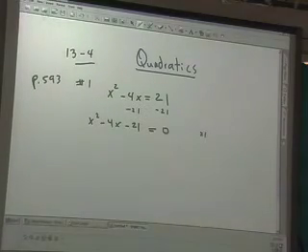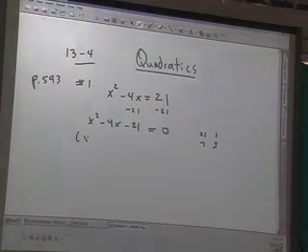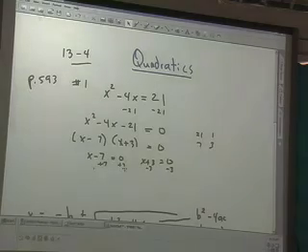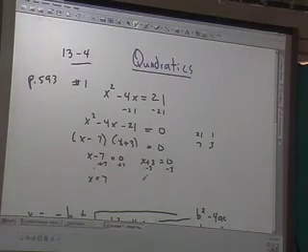Factors of 21 are 21 and 1, 21 times 1, 7 times 3. And in this case, you can factor this: (x minus 7)(x plus 3). That'll work. So we add 7 on both sides, solve this equation, and we get x equals 7. And we subtract 3 on both sides, and we get x equals negative 3.